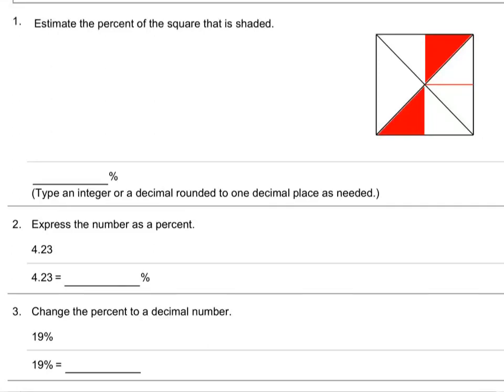Number 8 for Unit 2. So, what percent of the square is shaded? What percent of that square is shaded?